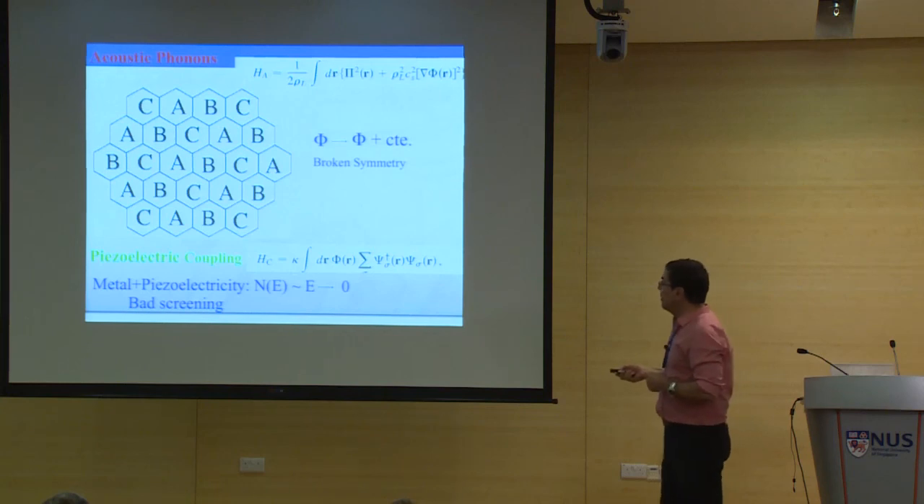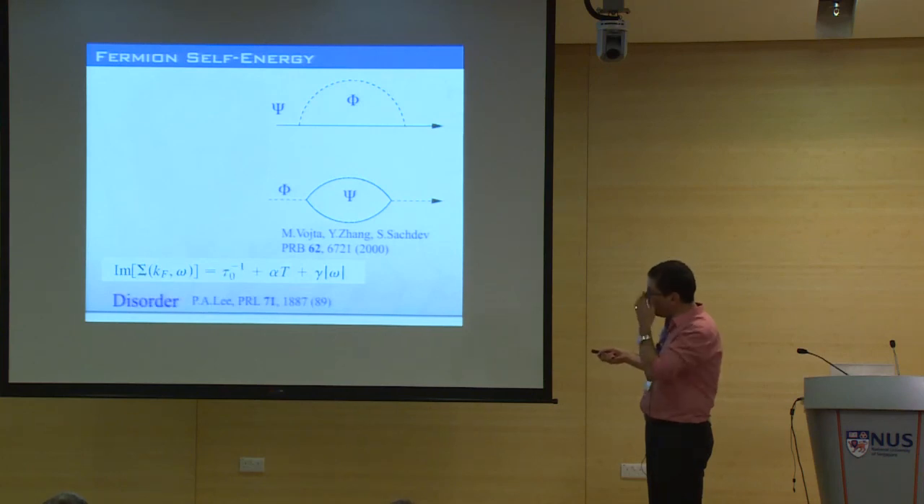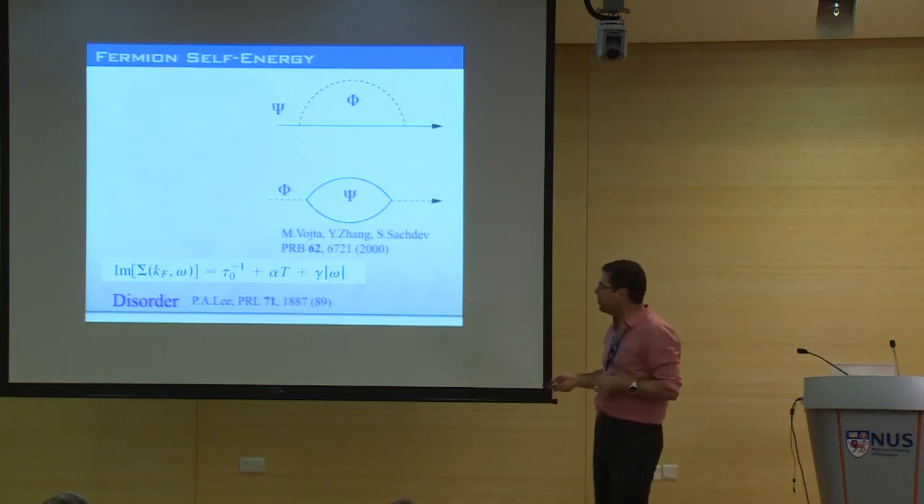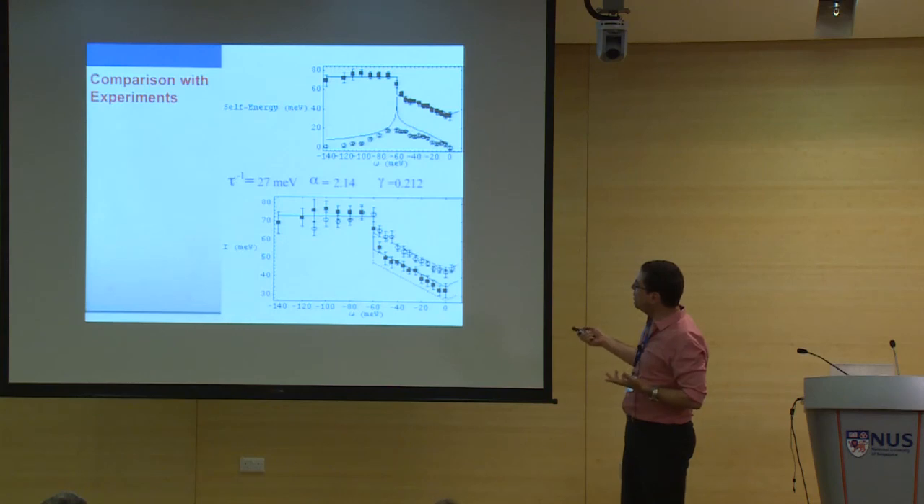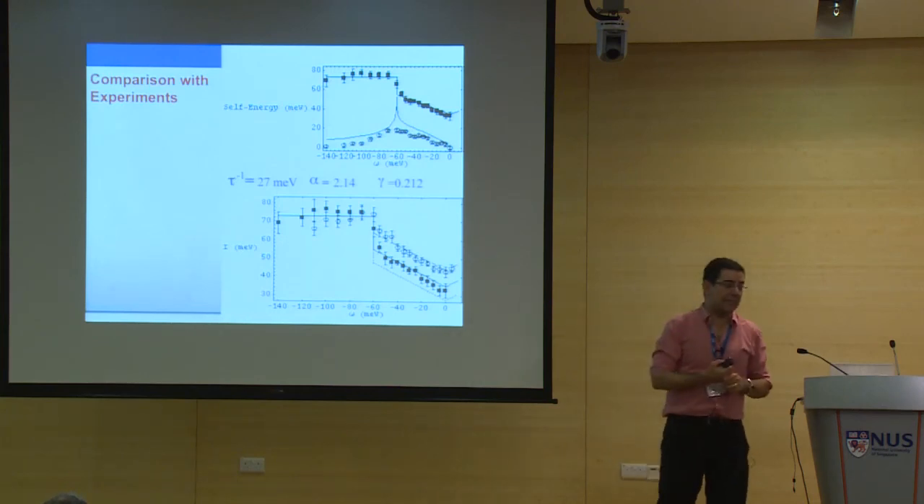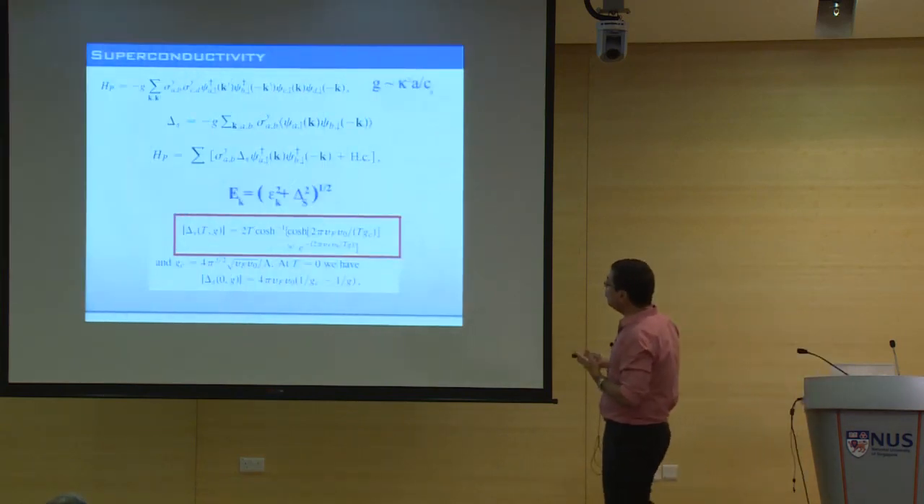Okay? So then, forget about this. Essentially, you can calculate the RPS line width, which is related to the imaginary part of the self-energy. Forget about all this. But then you can actually compare with the RPS data, and it fits extremely well, this data. Okay? So now superconductivity.